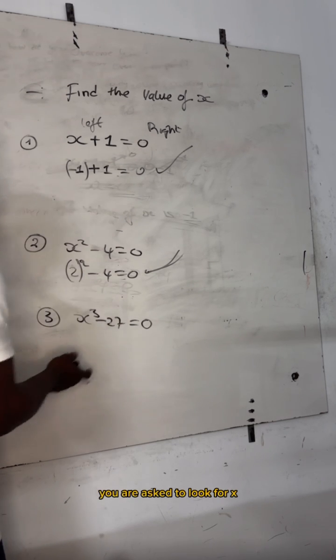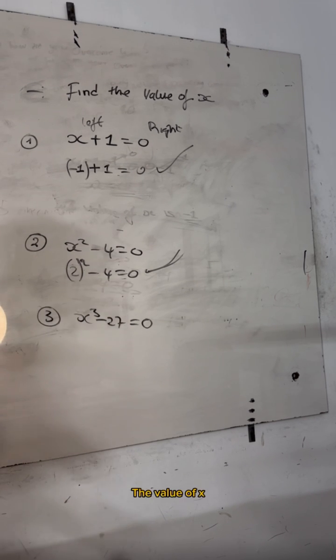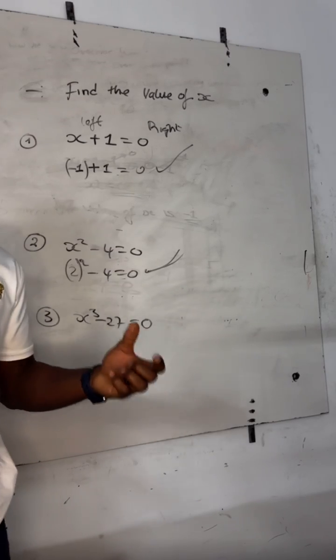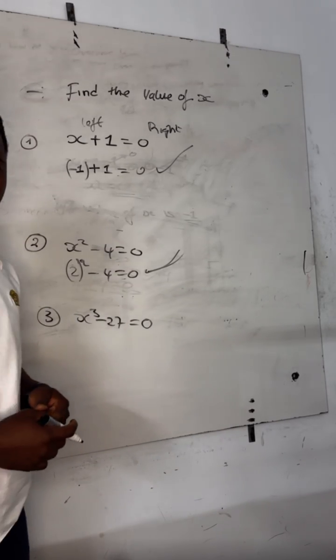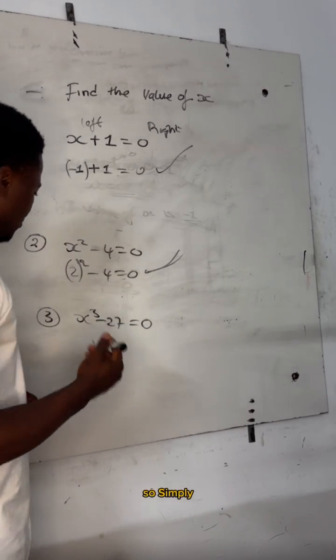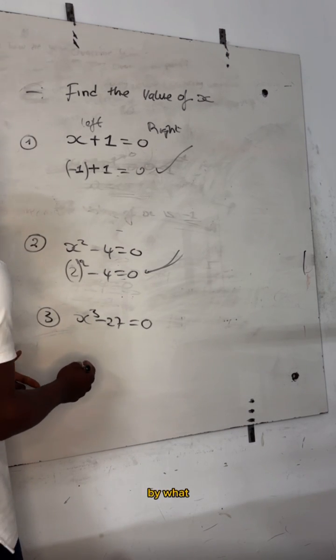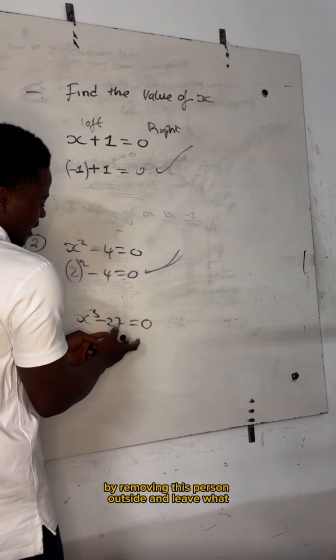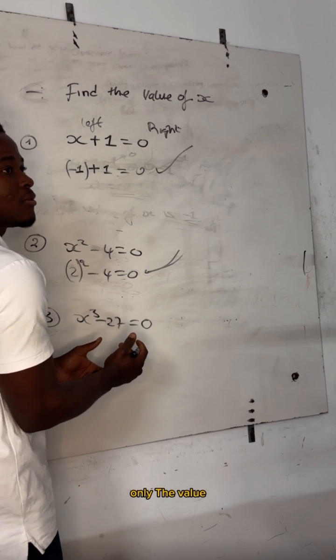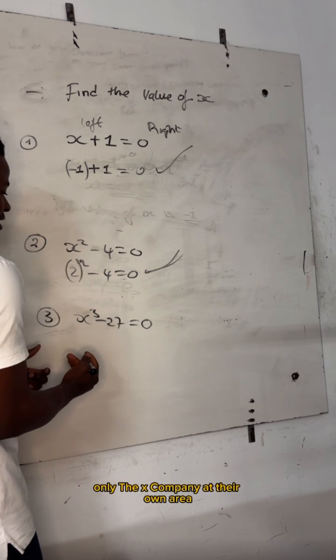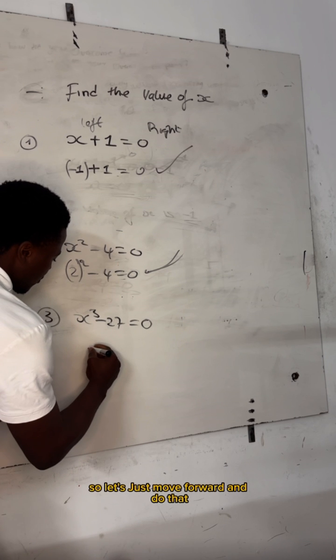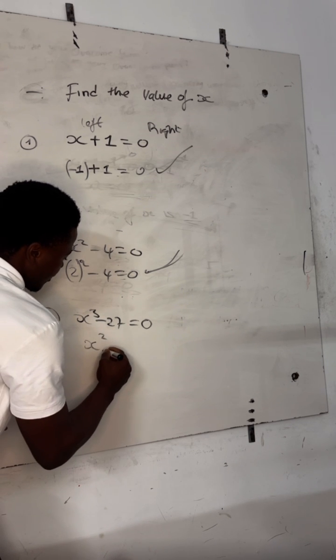Now, in this case, you are asked to look for the value of x, but you have x cubed. How can we solve this equation? Simply, we are going to look for the value of x by removing this power outside and leaving only the x component on its own. So let's just move forward and do that.